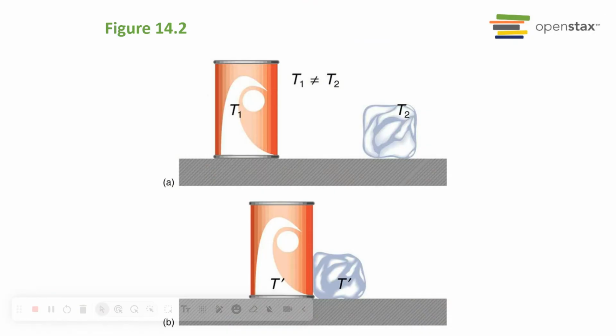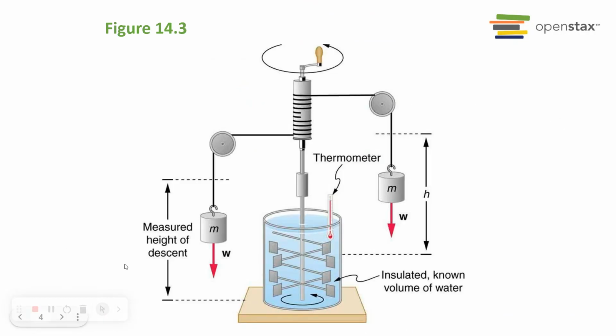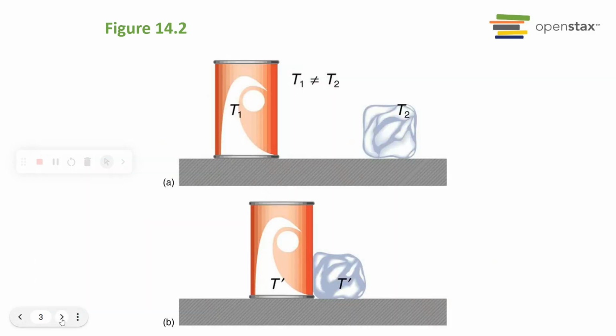So I've got an image here on the screen of something that's hot and then something that's cold. Okay, and so what happens is we can assume that this temperature is not equal to this temperature.